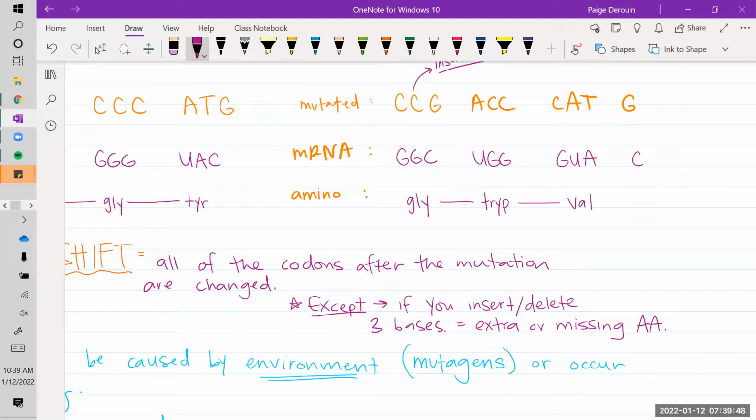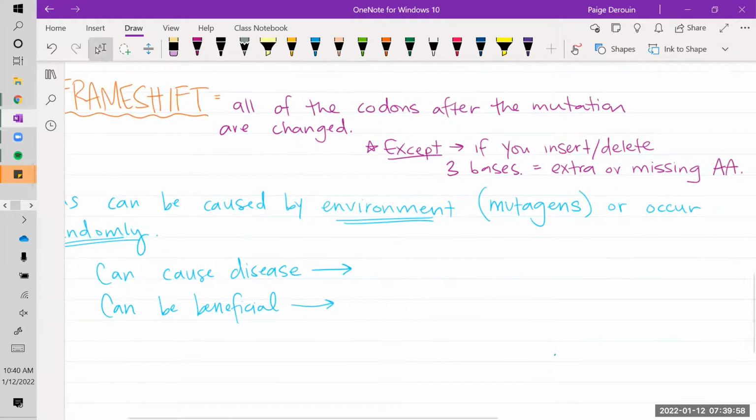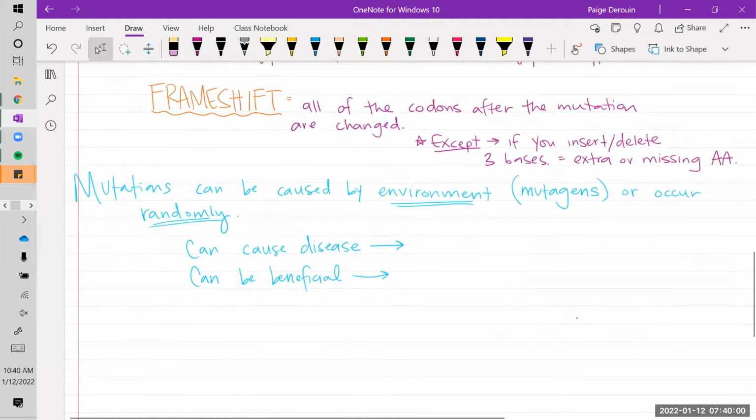The last thing I want to talk about before I briefly talk about the COVID vaccine, because it is important for me to mention that, is what causes mutations. So if you're ready, you can scroll down to this blue section right here. And there's really 2 options for what could cause a mutation. The first one is the environment. And if there's something in the environment that causes a mutation, that's called a mutagen. Can you think of some?